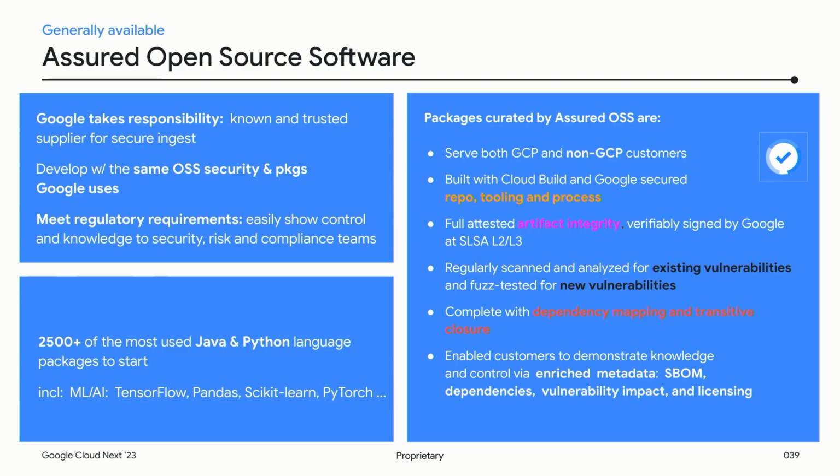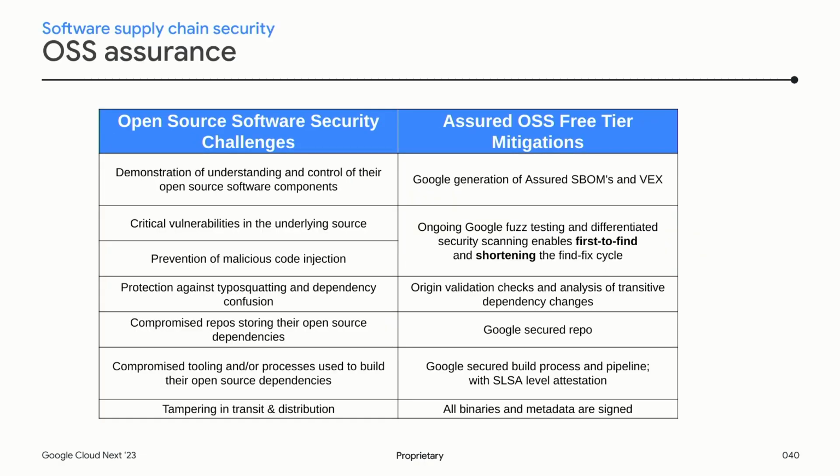We specifically in Python also focused on some of the key machine learning and data packages around TensorFlow, scikit-learn, Pandas, PyTorch. If you look at the threat vectors, if you remember before, understanding and controlling your open source, that's done through our generation of assured SBOMs and VEX. The critical vulnerabilities, whether they're existing or new, we do scanning and management for those, including shortening the ultimate fix-to-find lifecycle by being first to find.